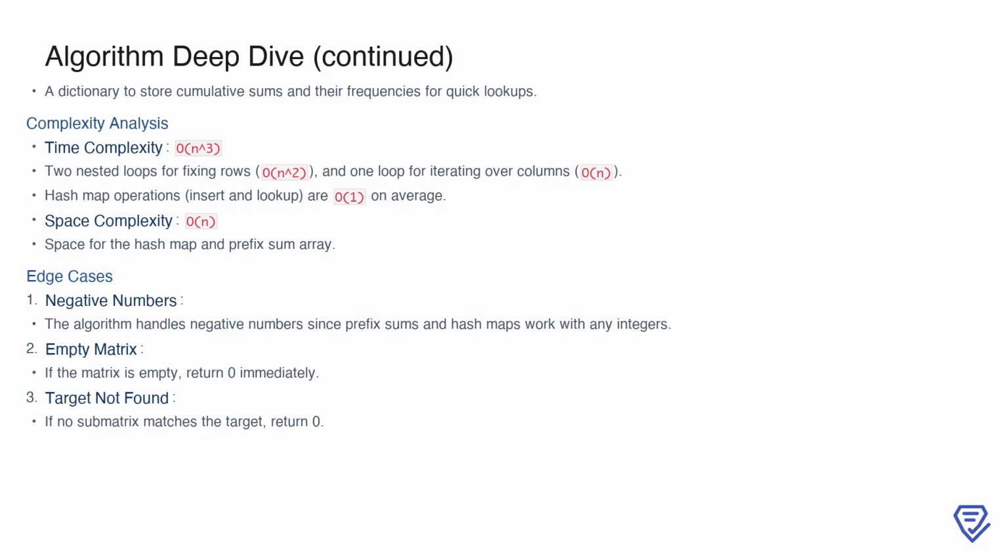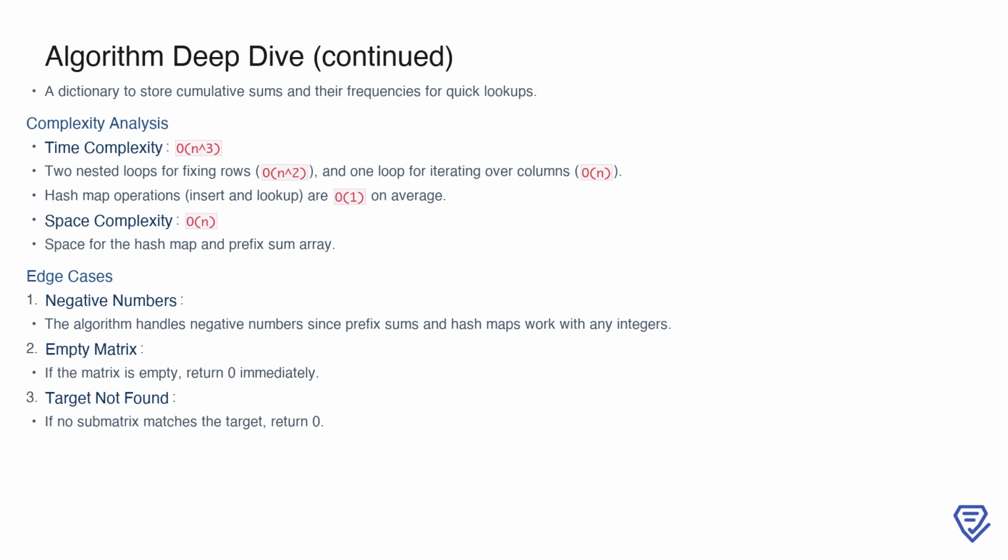Using this approach, we can leverage prefix sums and hash maps to significantly reduce the time complexity. Prefix sums allow for constant time subarray sum calculations after pre-computation, while the hash map enables efficient lookups for cumulative sums, avoiding the need for nested loops. By breaking the 2D problem into a 1D problem, we simplify the computation while maintaining correctness.